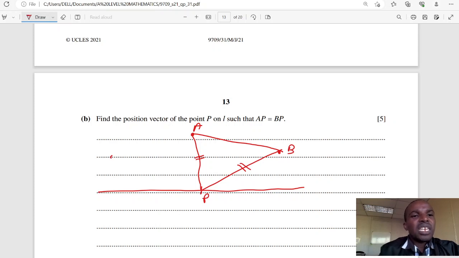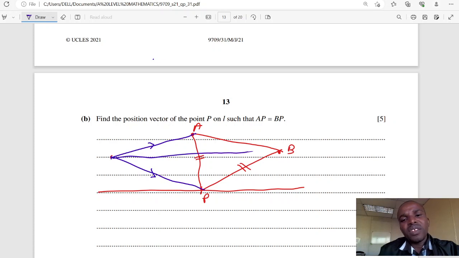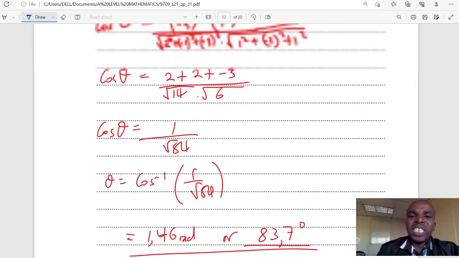So this vector is coming from O. I can say OA, that's the one that I found. Then OP, I have to find my OP. Then I also have my OB. The position vector of B is OB, the position vector of A is OA, the position vector of P is OP. What is my OP in this case?